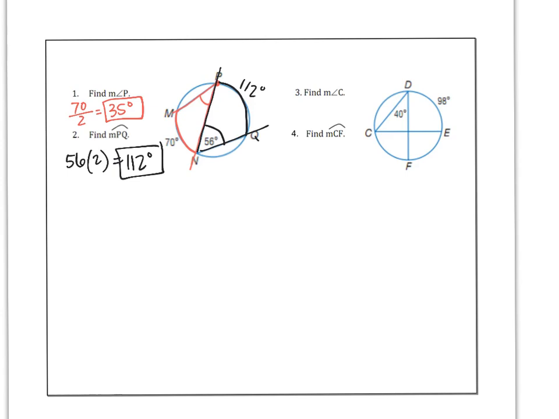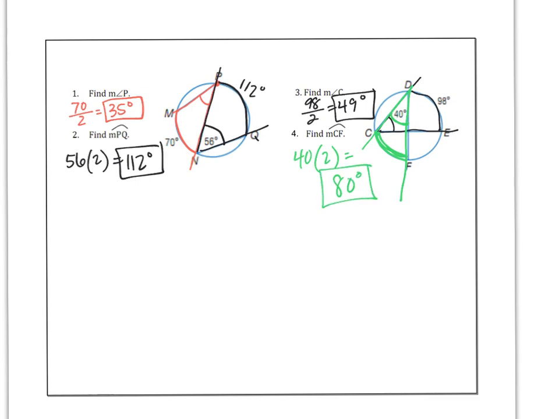So for number 3, to find the measure of angle C, you can see that angle C opens up to this arc, which is 98 degrees. So angle C should be half of 98. 98 divided by 2 is 49 degrees. For arc CF, it is right out here. I just outlined it in green. Notice this angle, the 40-degree angle, opens up to that arc that we're looking for. The inscribed angle is half of the arc, so if we take 40 times 2, we get 80 degrees for the measure of arc CF.